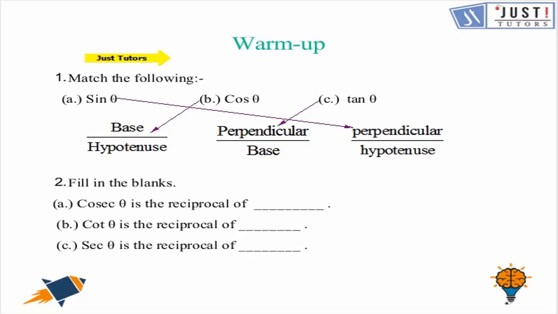Likewise, we can try question number 2, which is fill in the blanks. Part A is cosec theta is the reciprocal of sine theta. Part B is cot theta is the reciprocal of tan theta. And part C is sec theta is the reciprocal of cos theta. Pat your back if you've got all the answers absolutely correct. Well done. Now let's move on to the topic for today.